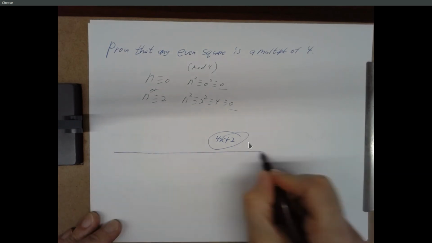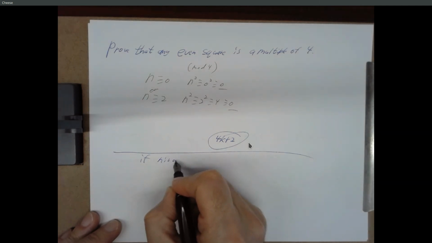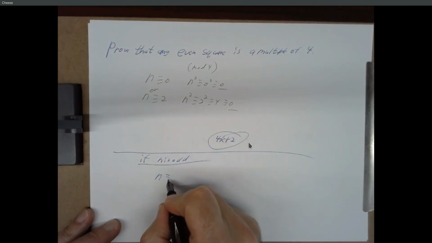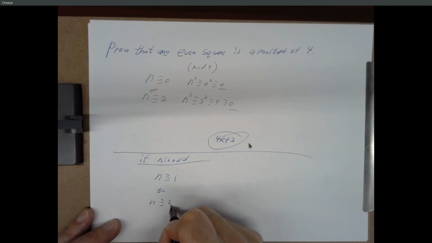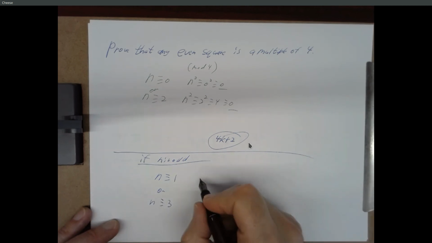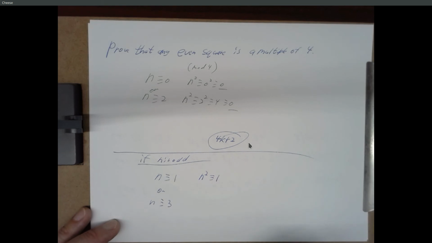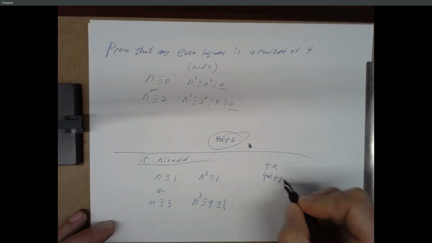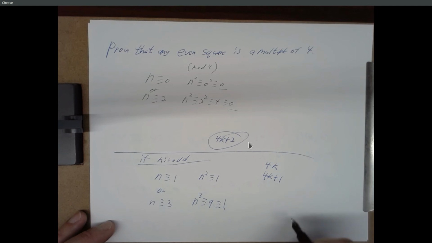And what happens if n is odd? Either n is congruent to 1 or n is congruent to 3. If n is congruent to 1, n squared is just 1. If n is congruent to 3, n squared is 9, and what's 9 mod 4? That's still just 1. So odd squares are always in the form 4k plus 1. Even squares are always in the form 4 times k. And you never find a square that's either 2 or 3 more than a multiple of 4. Which might be useful to know.